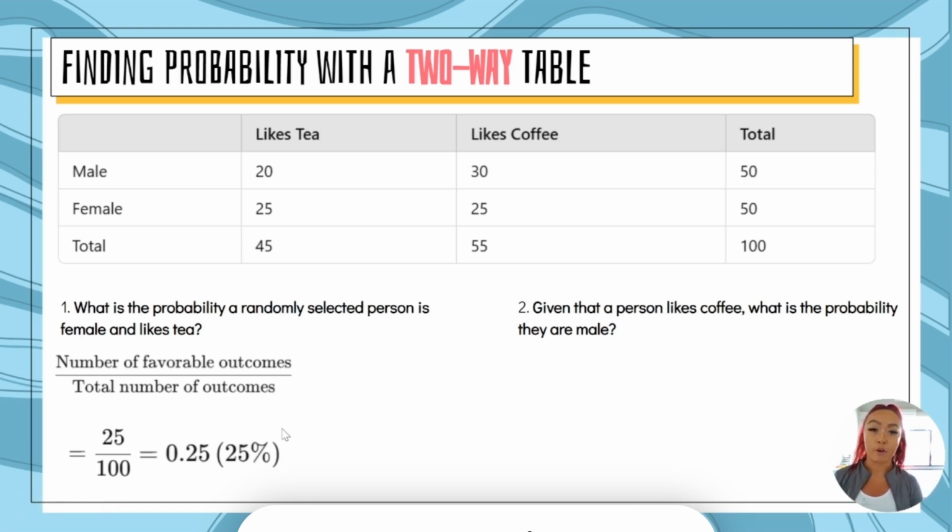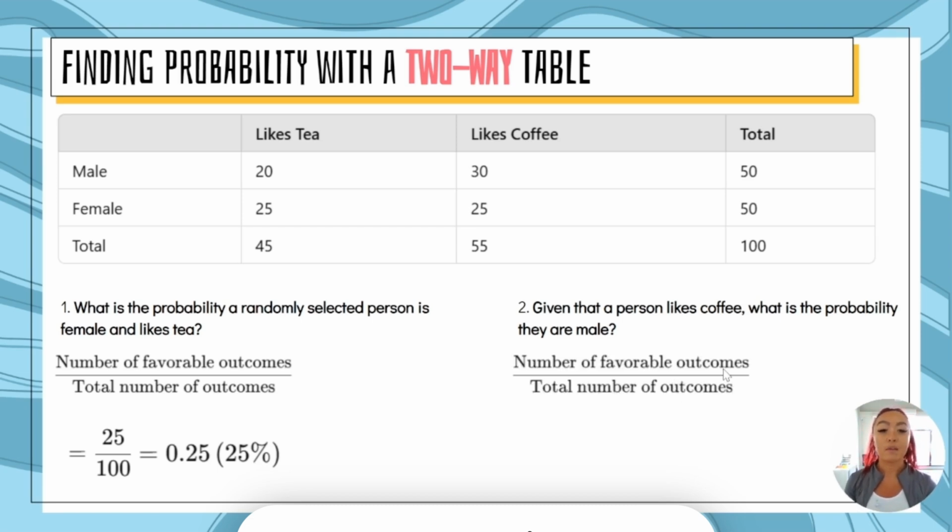Number 2 is a little different though. It says, given that a person likes coffee, what is the probability that they are male? So now we have a new total here. We can't use a total of 100 because that's the total number of people. Our total is the number of people who like coffee, which is 55. And of those 55 people, 30 of them are male. So we'll do 30 divided by 55, and we get about 0.545, which is about 54.5%.